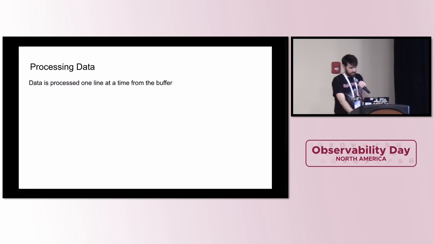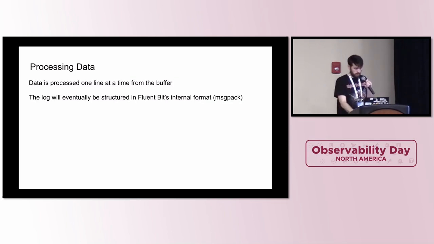Processing data. The data is processed one line at a time. So from the buffer, Fluent Bit will be reading until it receives a new line character, and that's when it will move on to the next step. The log will eventually be structured in Fluent Bit's internal message pack format. You might be familiar with message pack in other scenarios, but it's basically a format that is kind of like a binary version of JSON.